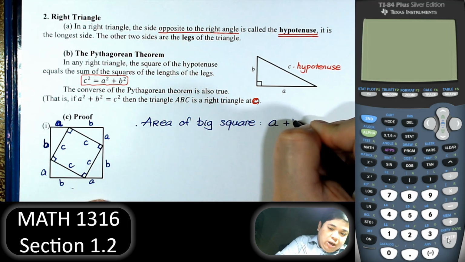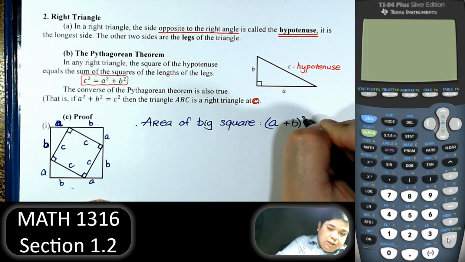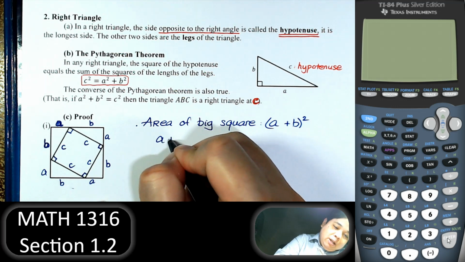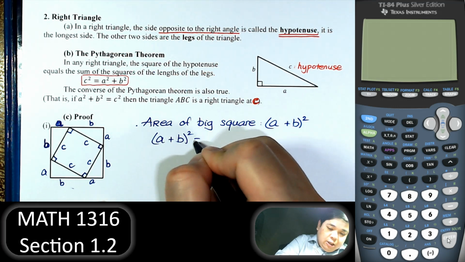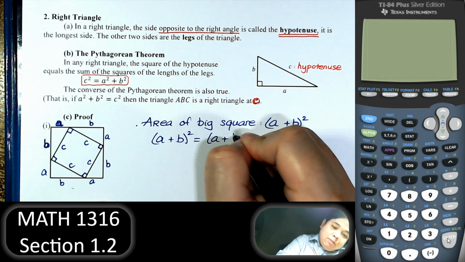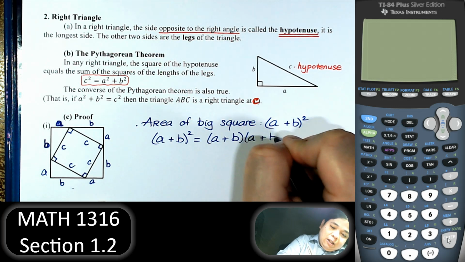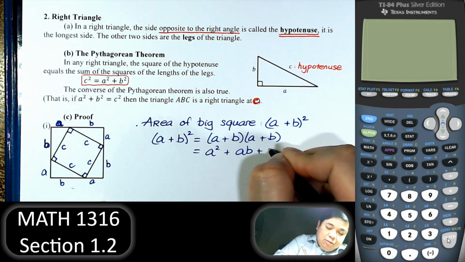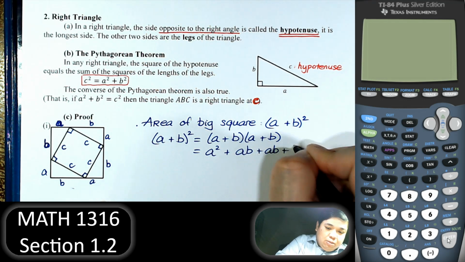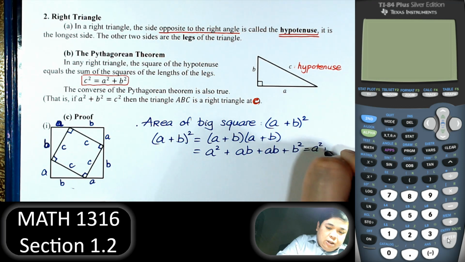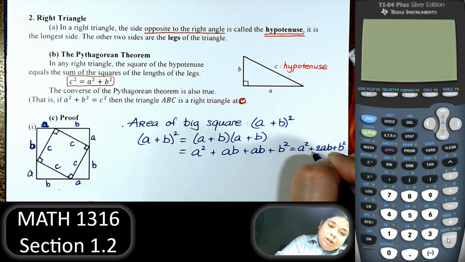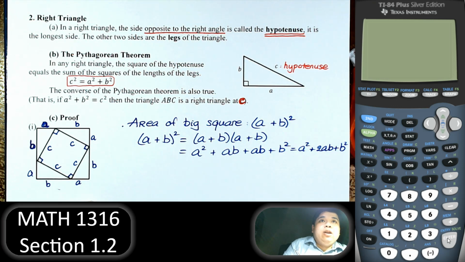A plus B squared, right? The side squared, so A plus B squared equals A plus B times A plus B. Multiplied out: A squared plus AB plus another AB plus B squared, so A squared plus 2AB plus B squared. Right, so that is one way to evaluate that.